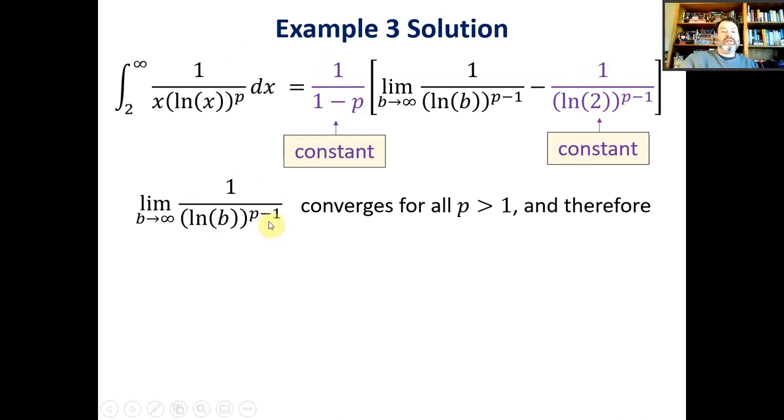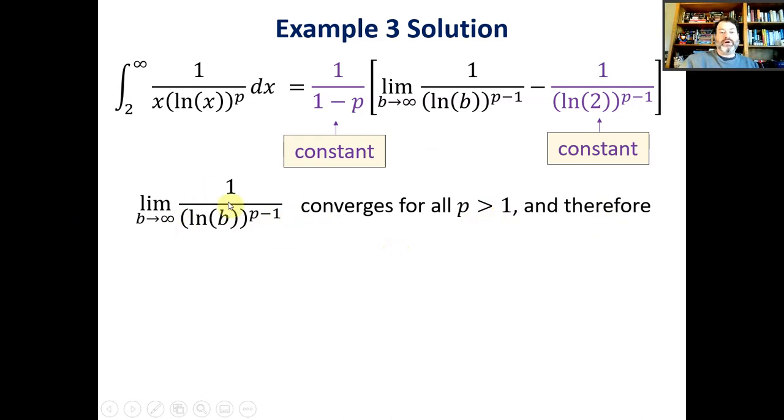Now, if you plug in a number less than 1, so if I plugged in, let's say 0, I'd have 1 over infinity to the minus 1, which puts it in the numerator and just makes it infinity. So it diverges if p is less than 1. So where does it converge? Only for p greater than 1.